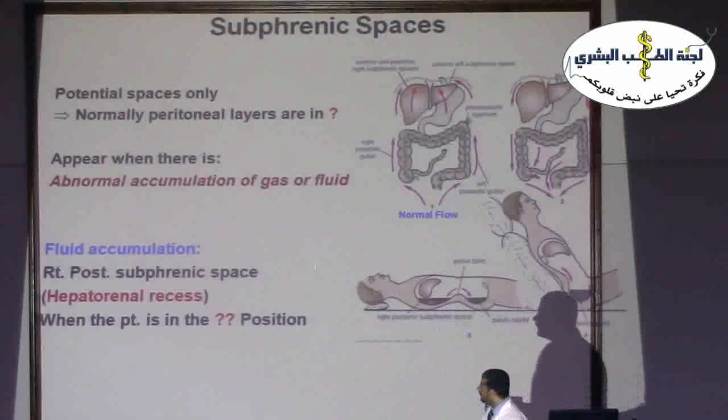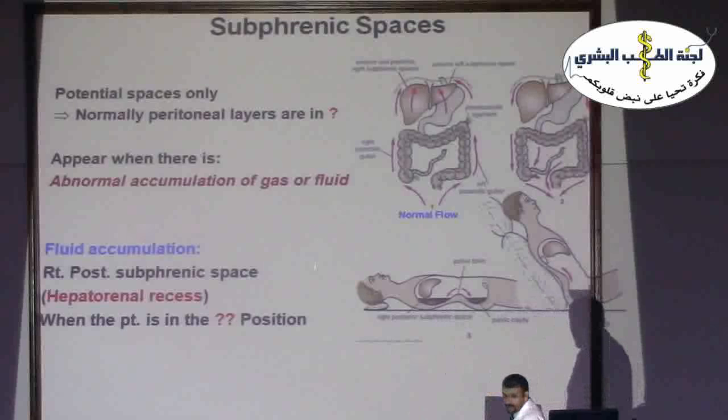Now the most important of them is the posterior right one, the hepatorenal recess. Why? Because if you put the patient in supine position, it will be the deepest recess, as you see here, okay? So the ascites can easily accumulate in this recess, in the hepatorenal recess, in this subphrenic space, okay? Why is this important now?